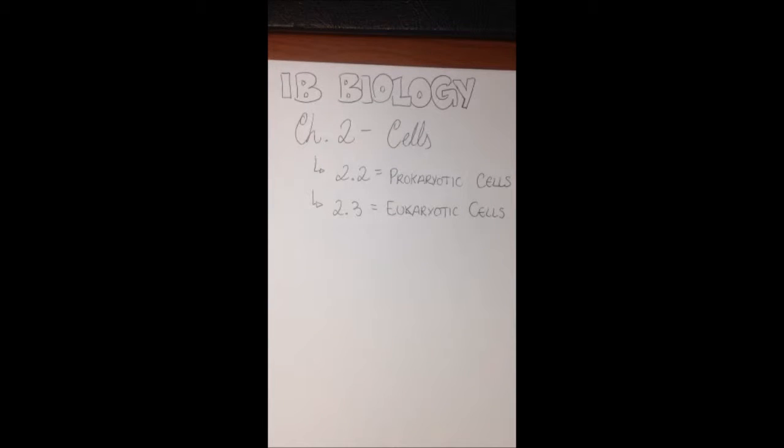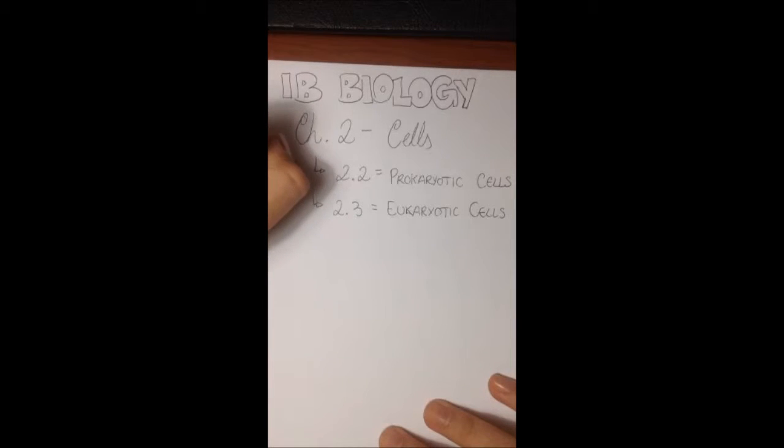This is a podcast intended for IB biology students studying for their exam. We're going to be going over Chapter 2, which is cells, and more specifically sections 2.2 and 2.3, which is prokaryotic cells and eukaryotic cells. We'll specifically be going over individual assessment statements, and section 2.2 has 4, I believe, and section 2.3 has 6.